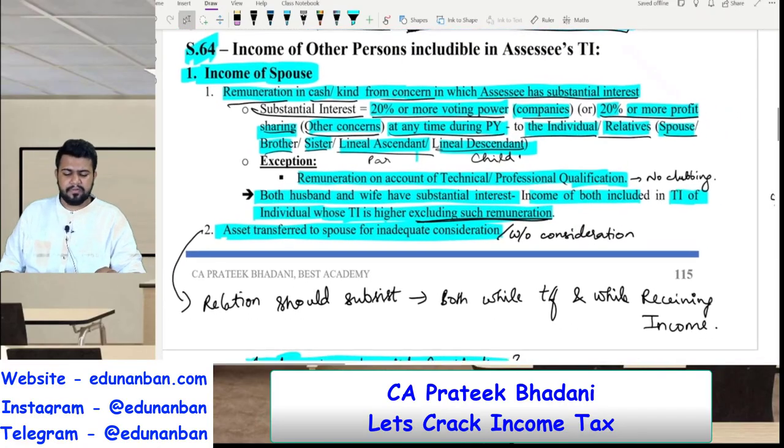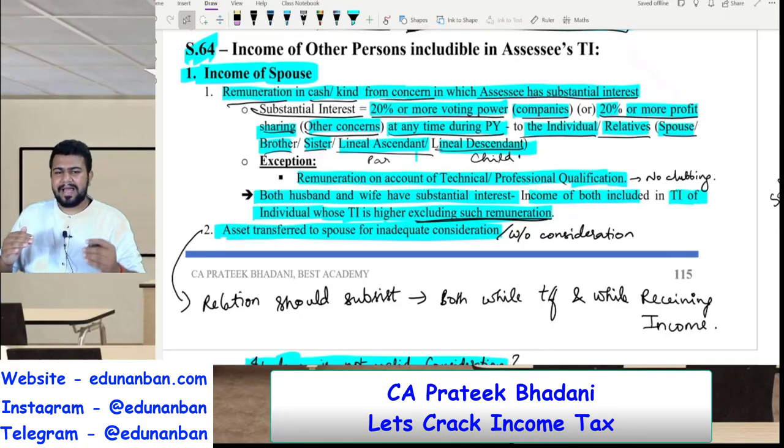Fine. So, for example, if I am having more than 20% share in a partnership firm and my wife is receiving salary from that partnership firm, in such case the salary received by my wife will be taxable in my hands. It will be clubbed in my hands.